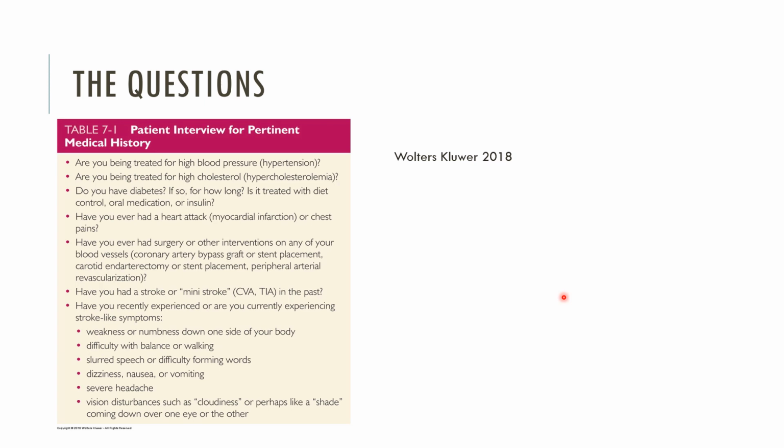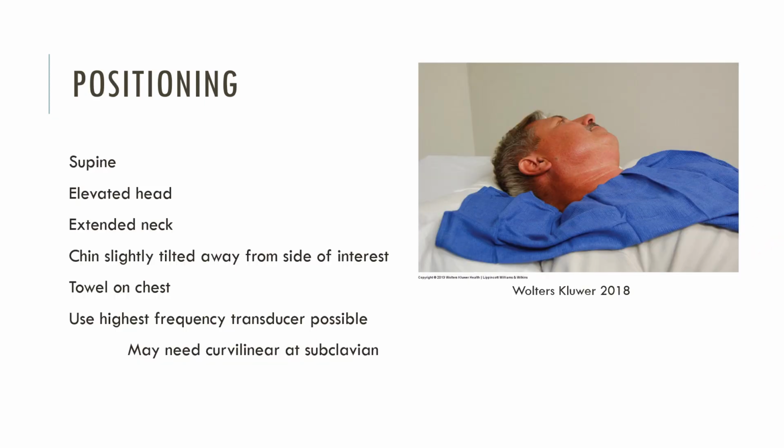Slurred speech or difficulty forming words, that could be from either vertebrobasilar or from your internal carotid. Dizziness, nausea, vomiting, most likely that would be from vertebrobasilar. Severe headaches or vision disturbances. So all of these things will help you get a really good overall picture. And again, it's really easy to forget to ask some of these. So getting a really good worksheet going for your site would be a very beneficial action.